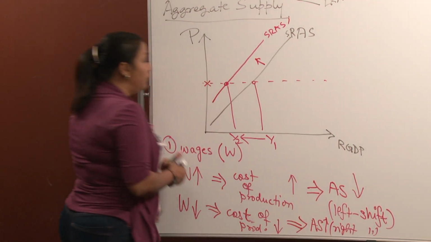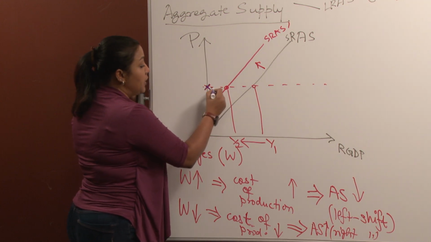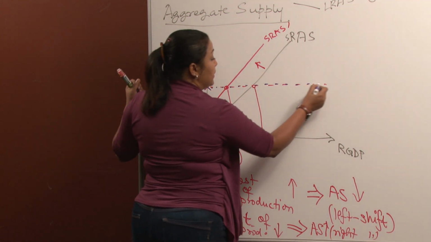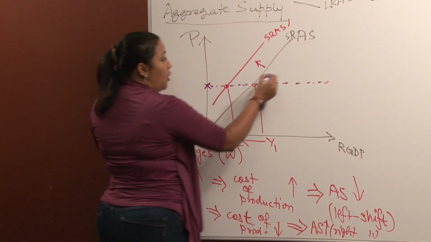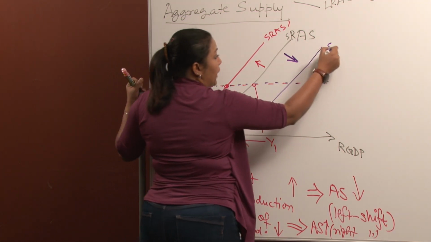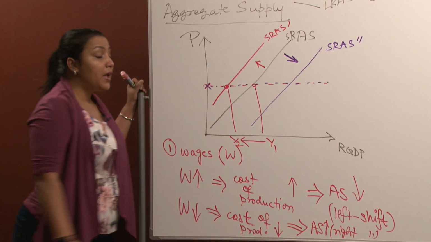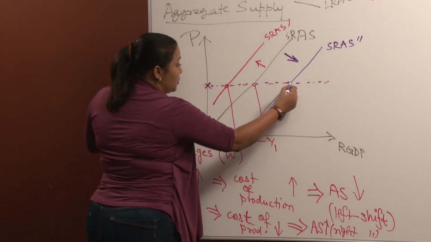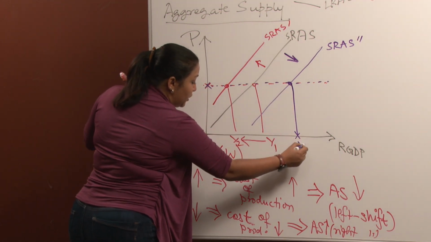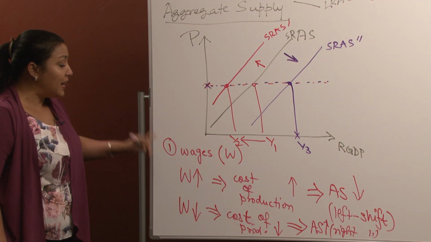Once again, there is no inflation or deflation taking place in the economy, the price index staying constant. Now you would see a right shift of the short run aggregate supply curve to something like SRAS double dash, and as a result, you would see a higher real GDP in the economy, something like Y3. Okay. So that is one factor.